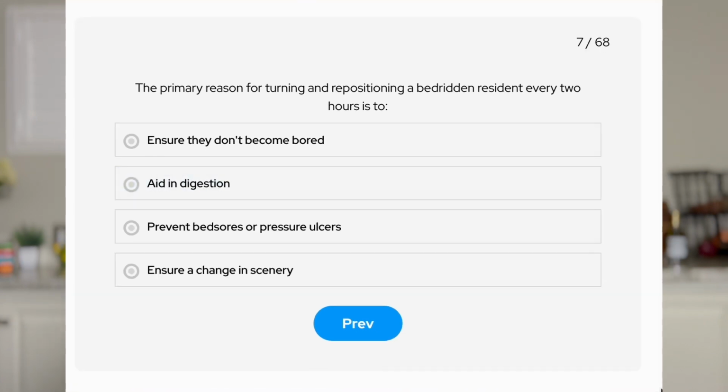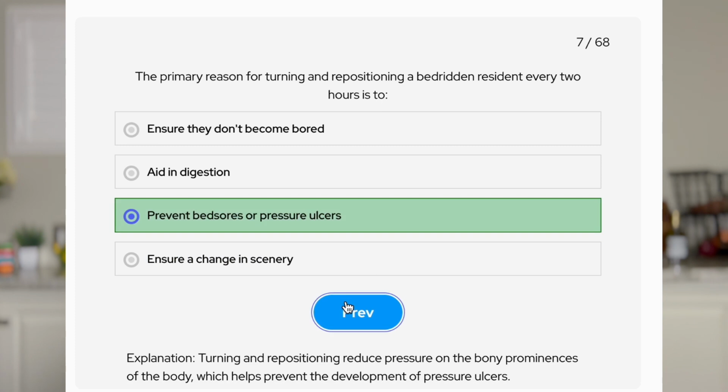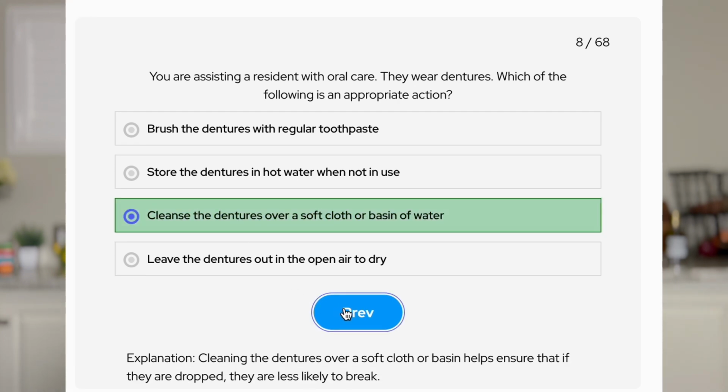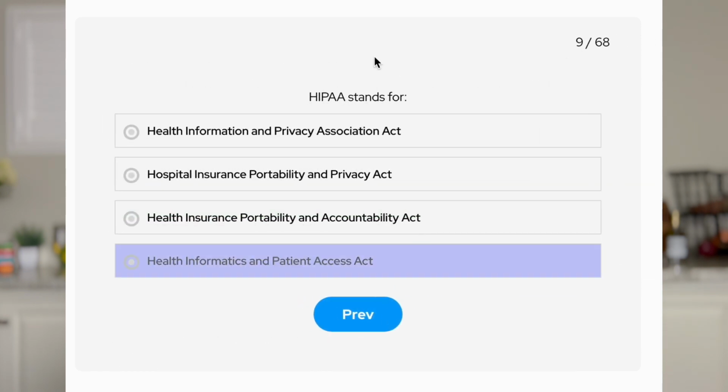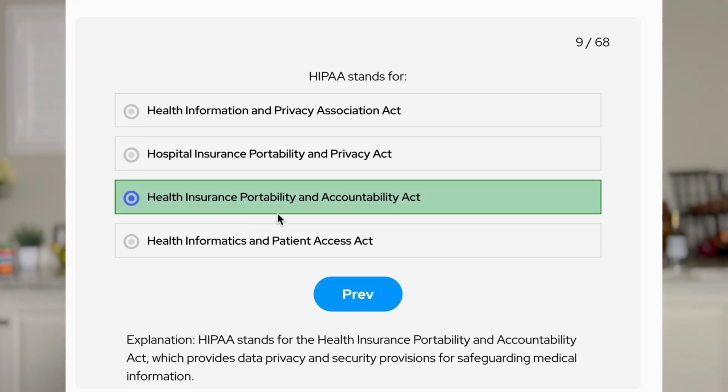The primary reason for turning and repositioning a bedridden resident every 2 hours is to prevent bed sores or pressure ulcers. You are assisting a resident with oral care. They wear dentures. Which of the following is an appropriate action? Cleanse the dentures over a soft cloth or basin of water. HIPAA stands for Health Insurance, Portability, and Accountability Act.